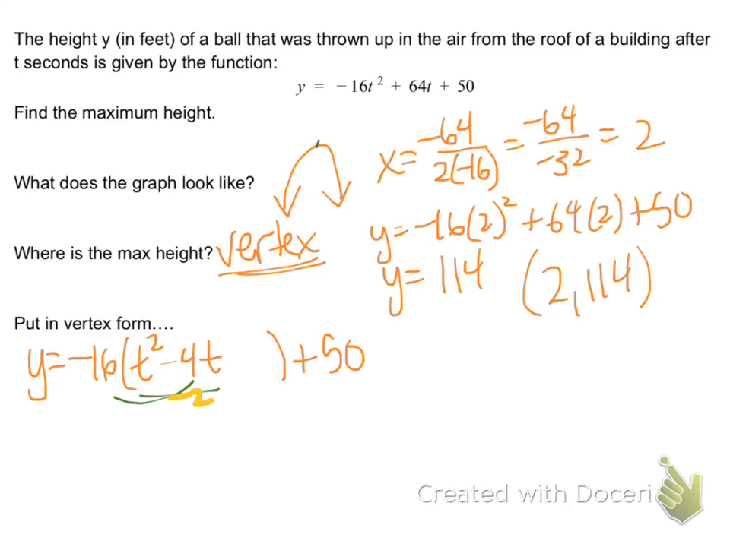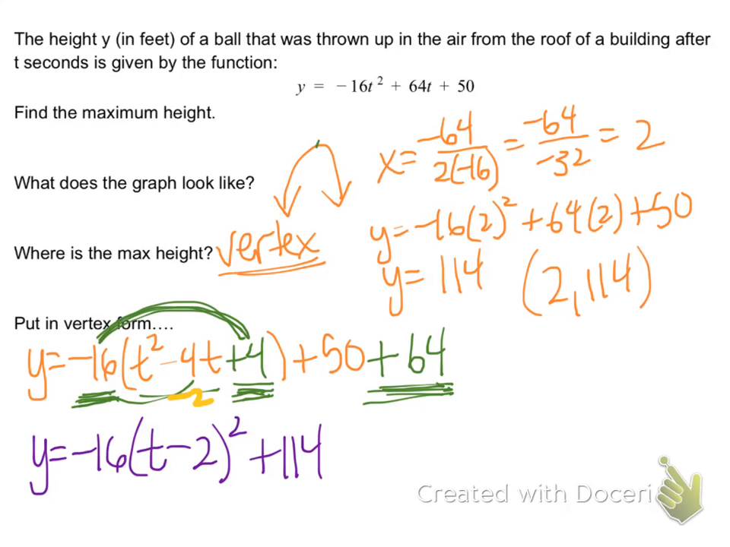Half of negative 4 is negative 2. When I square this, I get plus 4. And I need to add 64. Now, why do I need to add 64 to keep the equation balanced? Well, if you notice, the 4 was put inside the parentheses. The parentheses are being multiplied by negative 16. So what I actually added here was negative 16 times 4, which is negative 64, on the same side of the equation. To keep it balanced, I need to do the opposite. So I've subtracted 64. I need to counterbalance that by adding 64.